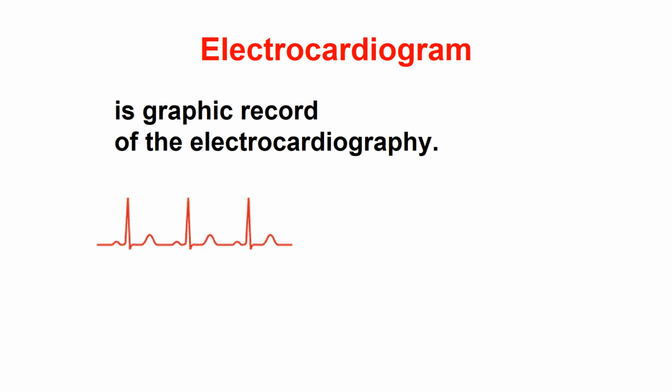An ECG is a graph, conditional in this picture, of the dependence of the potential difference, millivolts, on the ordinate axis on time, seconds, on the abscissa axis.